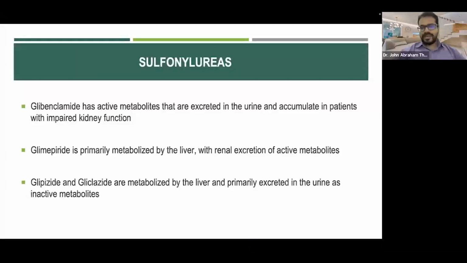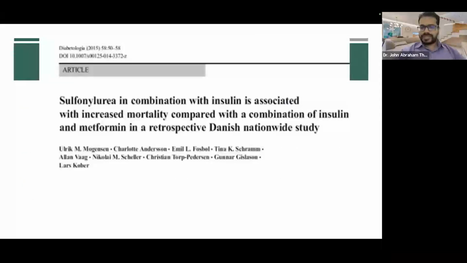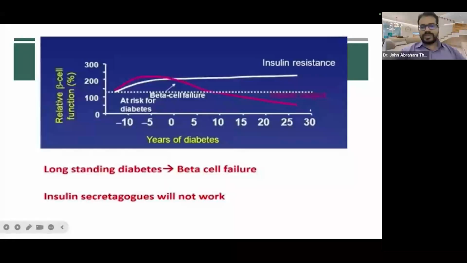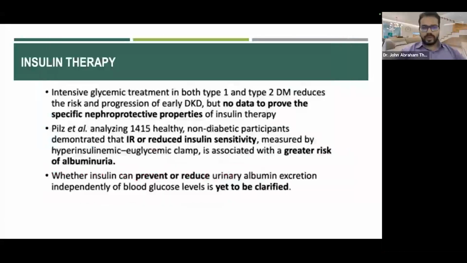Coming to sulfonylureas, glibenclamide has active metabolites that are excreted in the urine, and it accumulates in patients with impaired kidney function. Glimepiride is primarily metabolized by the liver with renal excretion of active metabolites. Glipizide and gliclazide are metabolized by the liver and primarily excreted in the urine as inactive metabolites. Sulfonylurea in combination with insulin is associated with increased mortality compared with the combination of insulin and metformin in a retrospective nationwide Danish study. In long-standing diabetes, as you know, there is beta cell failure and insulin secretagogues will not work.